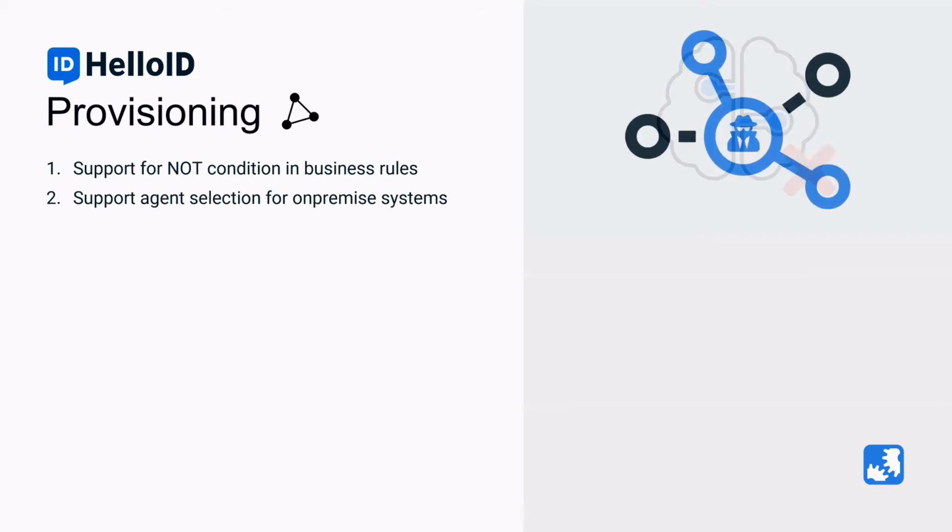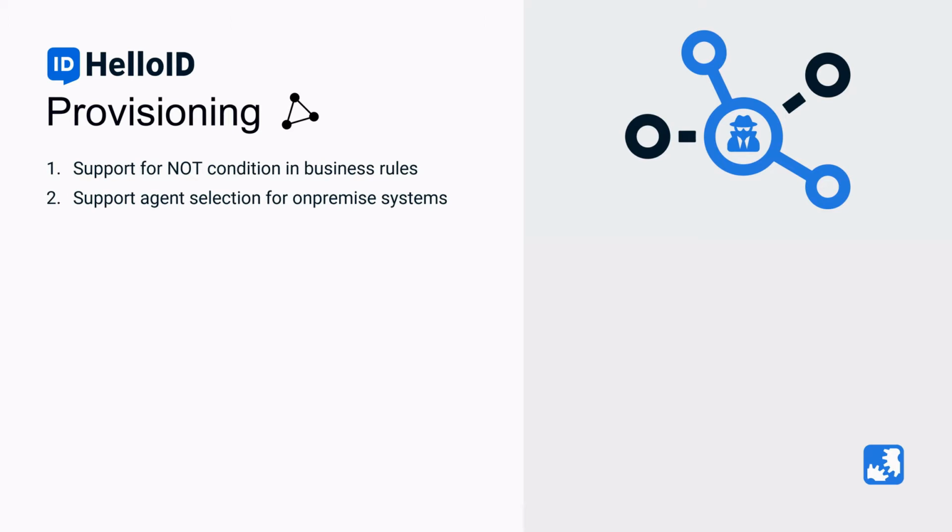The second feature is the support for agent selection for on-premise systems like Active Directory or the PowerShell target systems. This is really helpful, so we can select the correct agents that the task for the system should run on. We can set the security settings and things like that on the service account running that agent, so we know which agent is running what actions for what system.